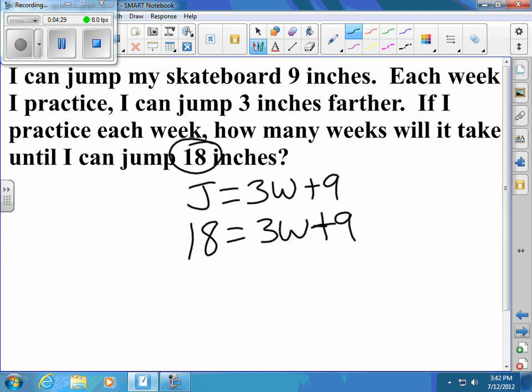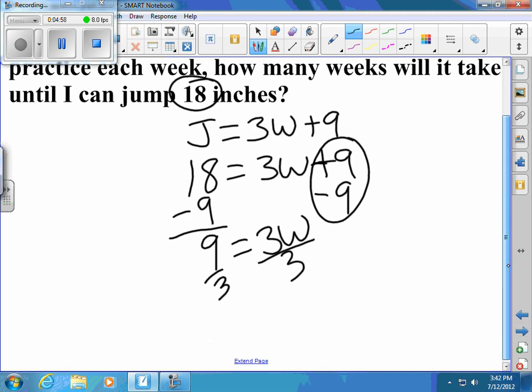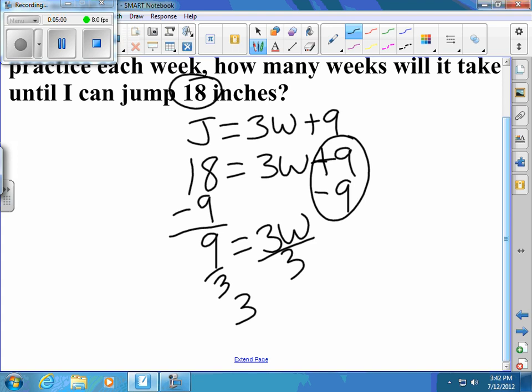Then I do the opposite of add 9, which is subtract 9. So on each side, 18 minus 9 is 9. 9 minus 9 is 0. That's why we did that. So 9 equals 3 times something. Well, you can probably see what that is. Well, let's just go ahead and do the opposite of multiply by 3. Let's divide by 3. 9 divided by 3 is 3. It would take 3 weeks until I could jump 18 inches total.